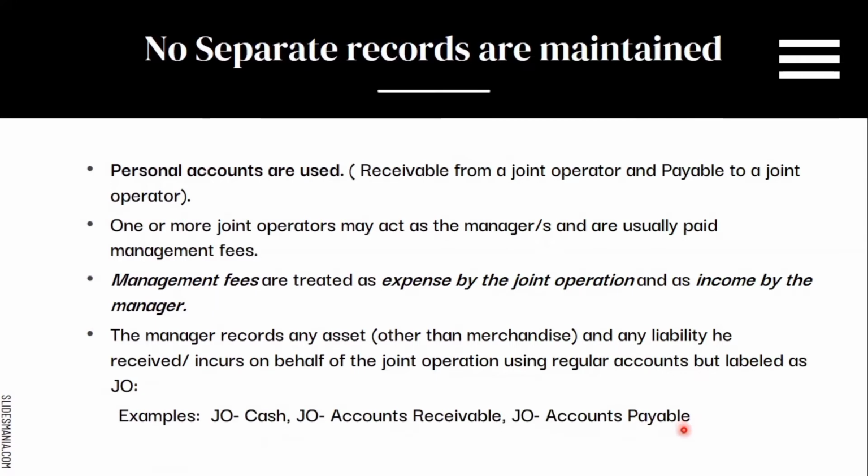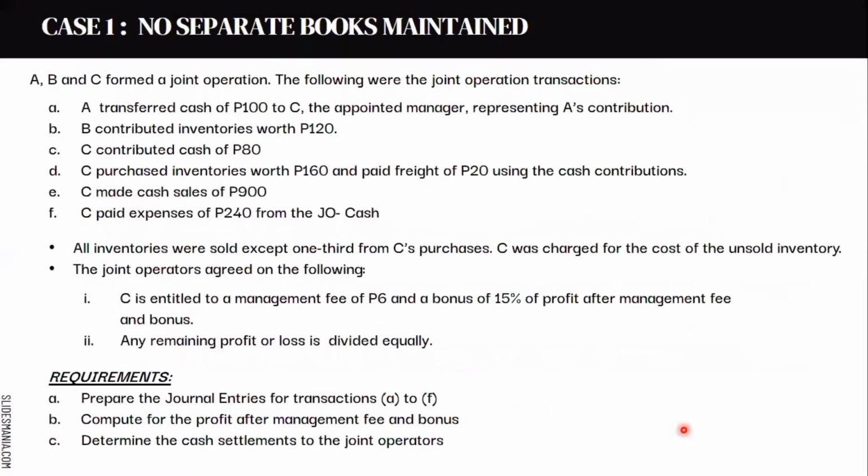Kasi kung iisipin din naman natin, si manager ang may responsibility in managing the operation of joint operation. Tapos, no separate records maintained. So, ibig sabihin, ire-record niya bawat transaction sa sarili niyang libro. So, para maiwasan yung pagkahalo ng pera ni manager at yung pera ng joint operation, tama lang naman na i-label niya as JO yung mga gagamitin niyang regular accounts. Diba? That's it. And now, i-apply na natin lahat ng sinabi ko kanina.